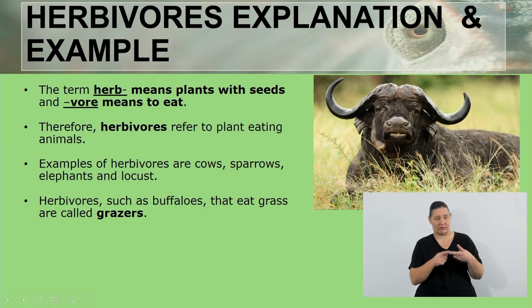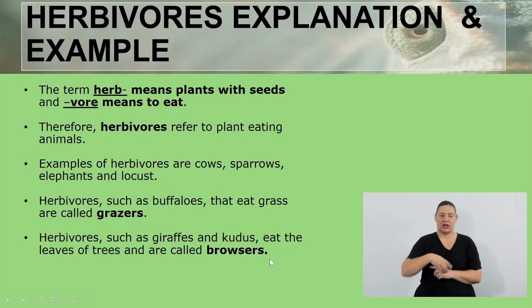Then we also have another herbivore here, which is the buffalo. So herbivores such as the buffalo that eat grass are called grazers. So cows and buffaloes are all grouped as grazers because they are only eating the grass.